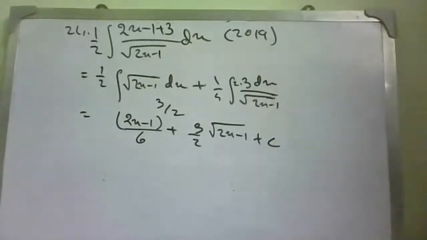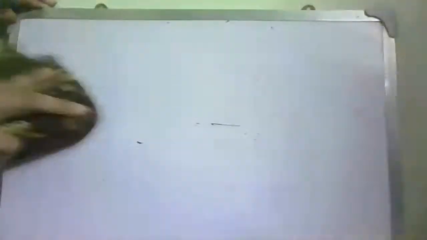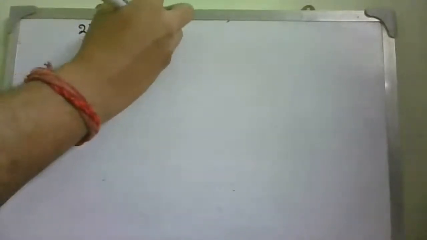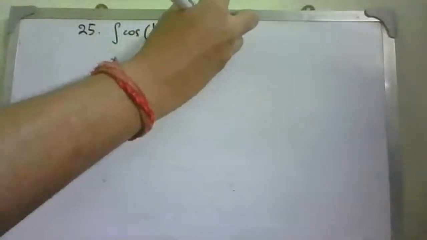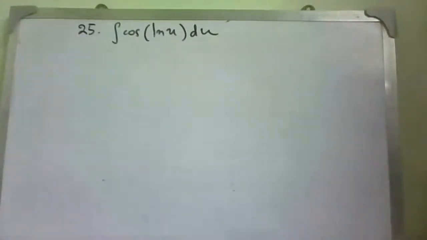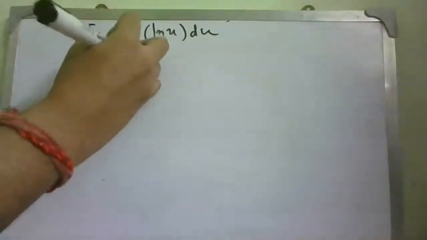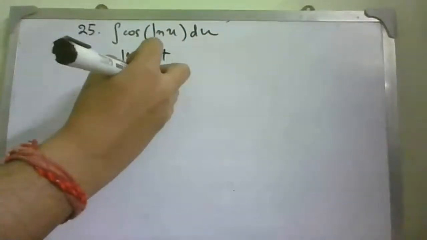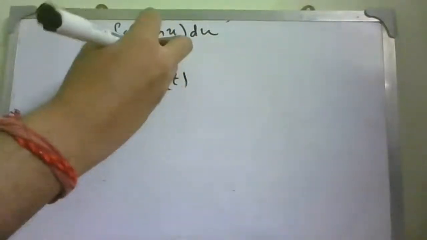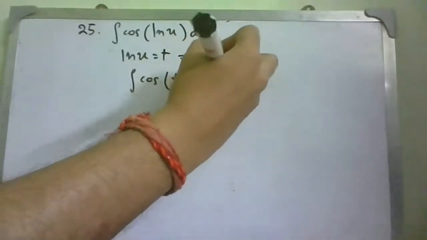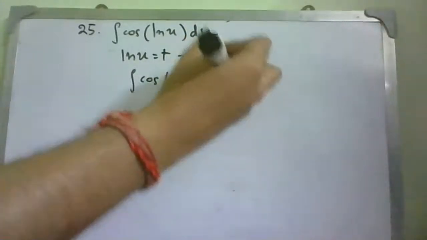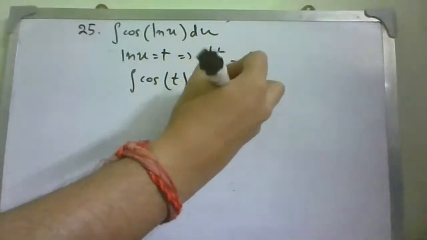Okay, so we're at the last question. This is also 2019. 25. Cos of natural log of x dx. So what we can do is assume natural log of x as some t, and cos of t. Now we can write dt over dx as 1 over e to the power t. So dx is basically something like this.